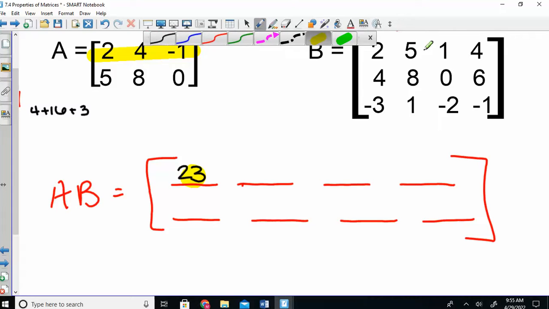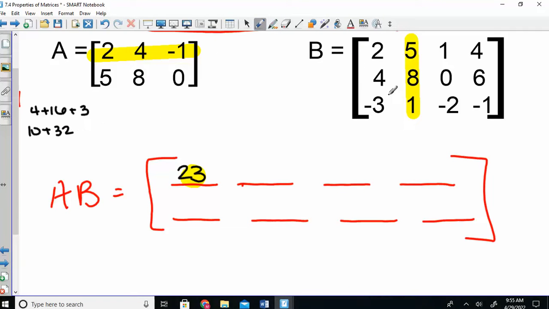So now I'm going to take row 1 times column 2. So 2 times 5, 4 times 8, -1 times 1, and so we get 41. You guys see how I'm getting these? Why did you take -1 times 1? The third numbers. Oh, okay.